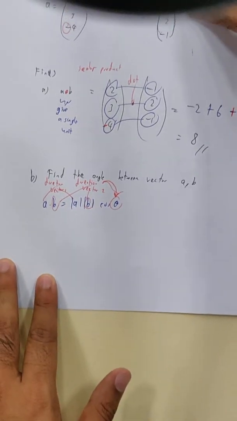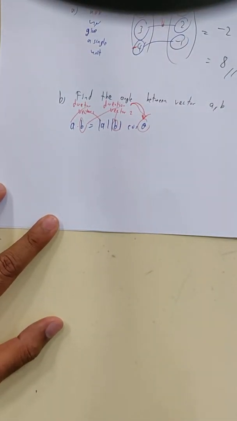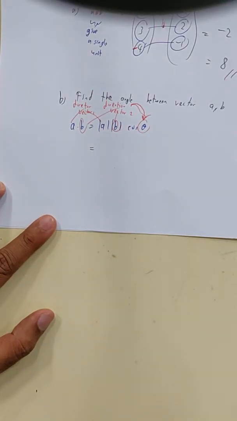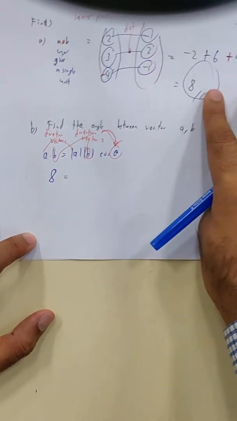We have calculated just now, which is 8. I calculated wrongly, but my class corrected me. Thank you. The first one over here is 8, based on what we have calculated over here.